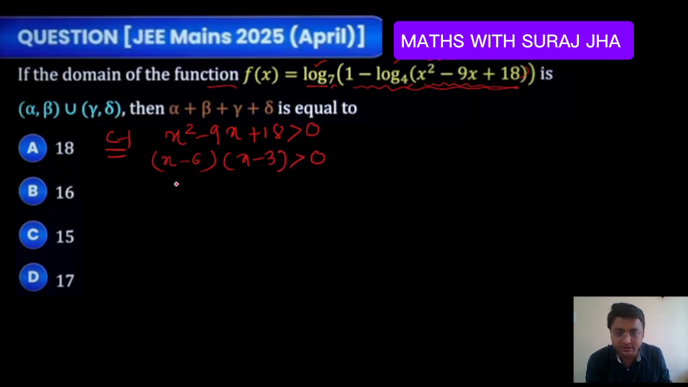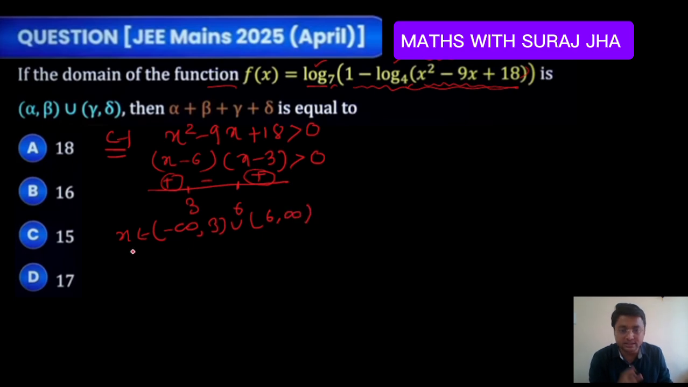Now let us find the critical points. The first critical point will be 3 and the second critical point will be 6. Plus, minus, plus. We have to take the positive parts. So we can write x belongs to minus infinity to 3 union 6 to infinity. This we have got from case number 1. Now the second, case 2.